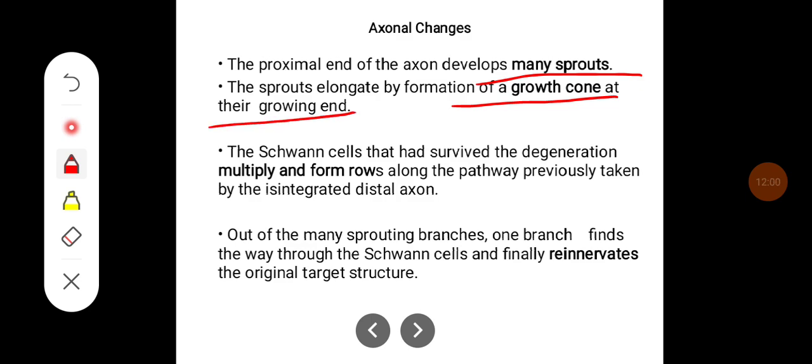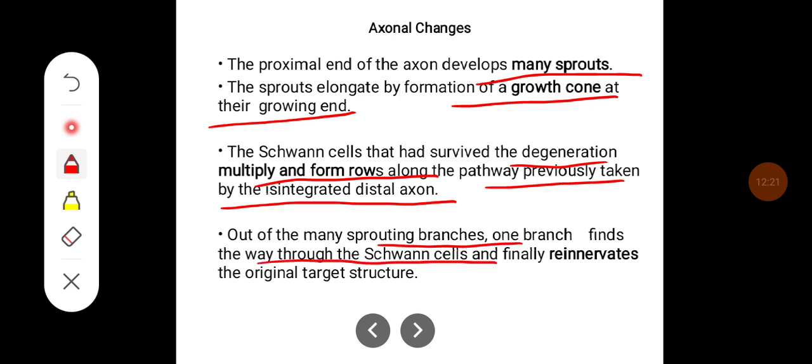The Schwann cells that had survived the degeneration multiply and form rows along the pathway previously taken by the disintegrated distal axon. Out of the many sprouting branches, one branch finds the way through the Schwann cells and finally re-innervates the original target structure.